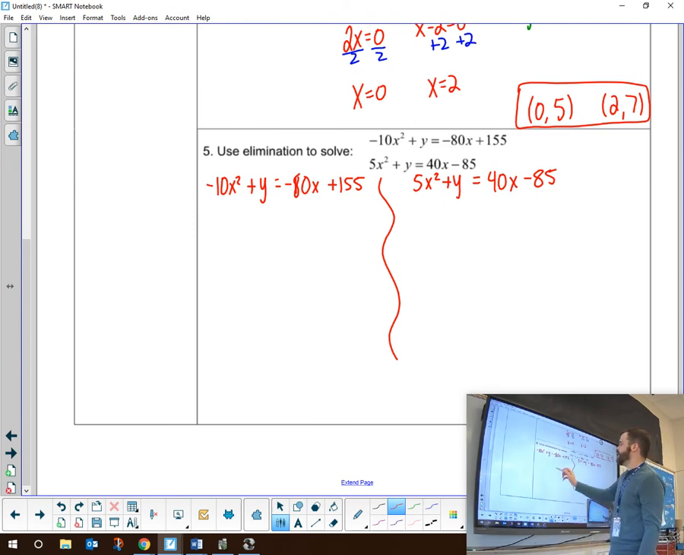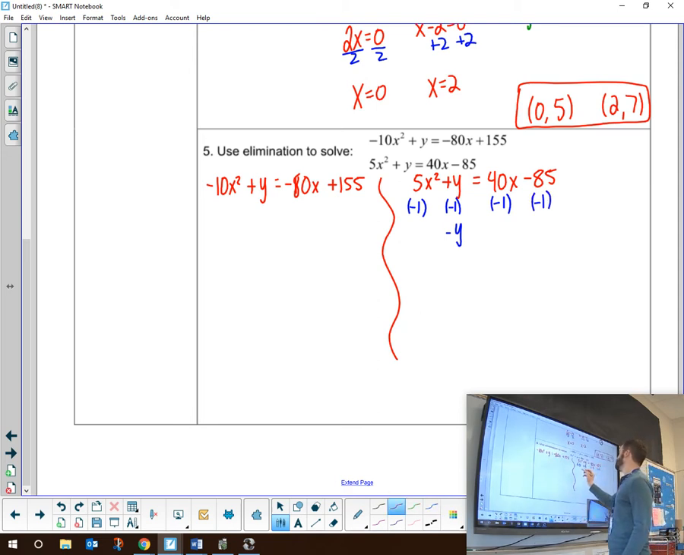Look, this y is positive, this y is also a positive. Remember, whenever we combine our two equations, we need to make sure one's positive, one's negative. That way it cancels. So we're going to change this y to be a negative y. To get that y to a negative y, I had to multiply by negative 1. So we're going to multiply everything by negative 1, okay?